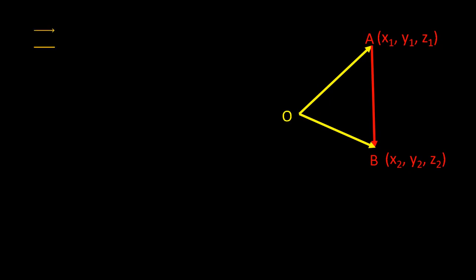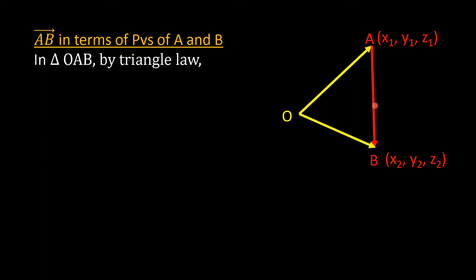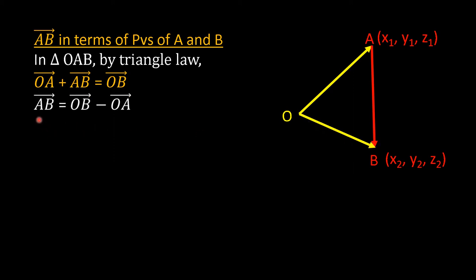We will see how to represent AB bar in terms of position vectors of point A and point B. In triangle OAB, by triangle law, OA bar plus AB bar equals OB bar. That is, AB bar equals OB bar minus OA bar. That is, AB equals OB bar, the position vector of point B, minus OA bar, which is the position vector of point A.